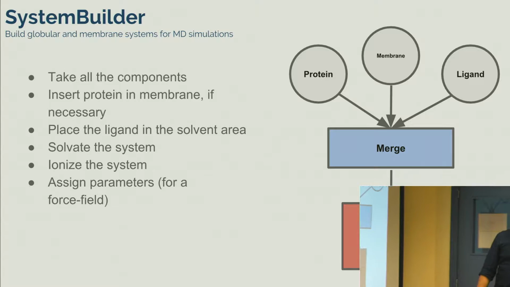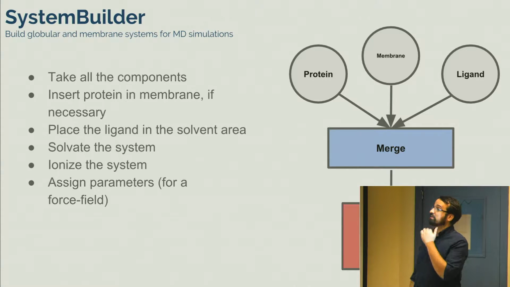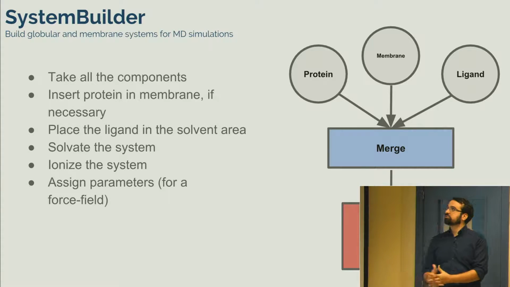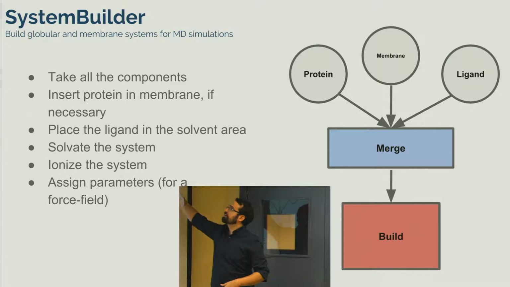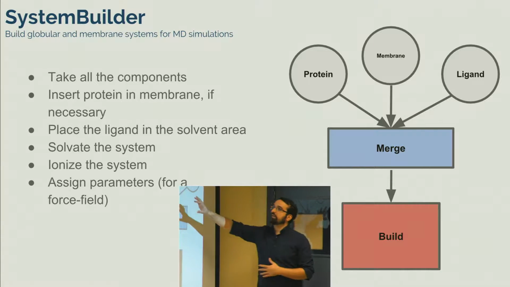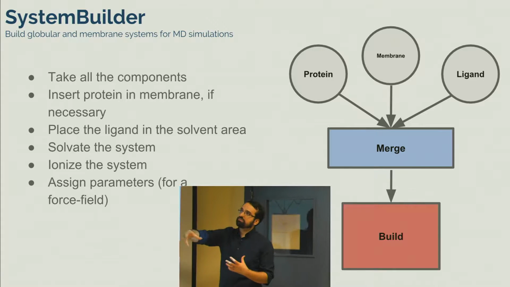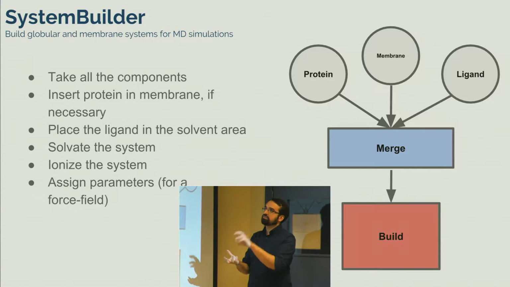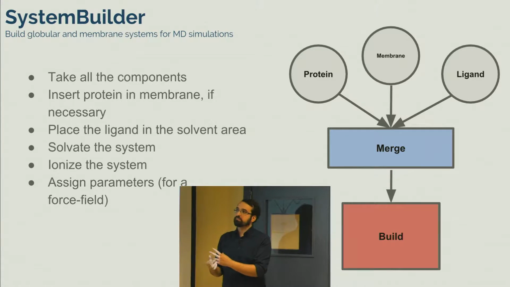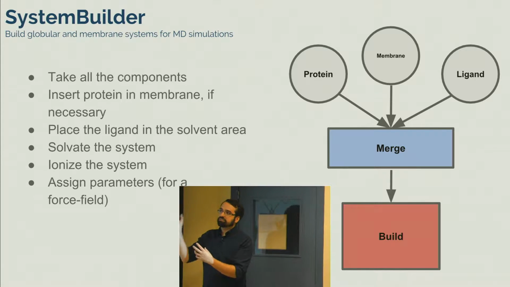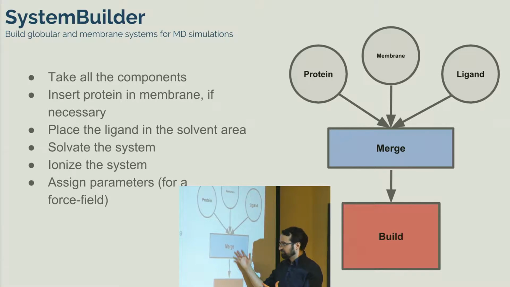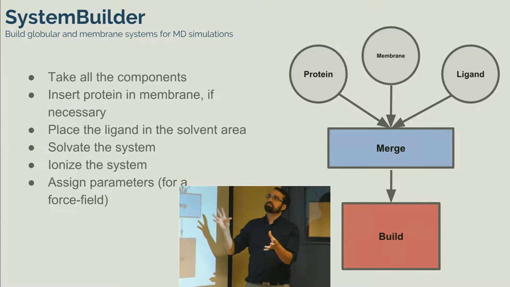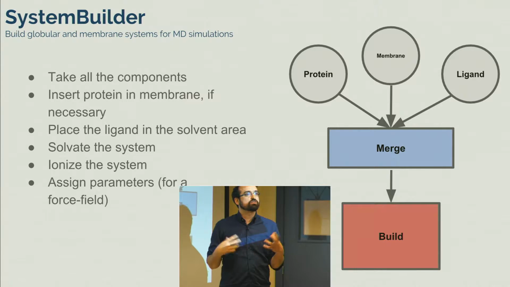Another important tool: we have these two initial preparation tools, then we have the building tool, this system builder. After we have all the components, the ligand, the protein, the membrane, we can merge them together. This is a complex tool that allows you to insert the protein in the membrane if there's a membrane. You place the ligand in the solvent area, you solvate the system, you ionize the system, and you assign parameters.